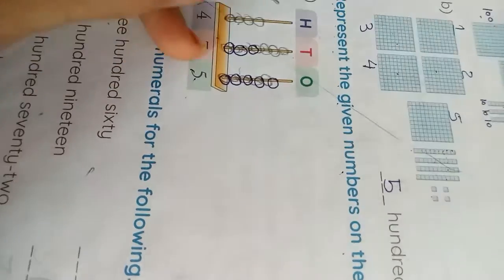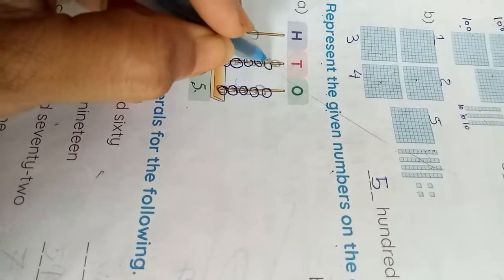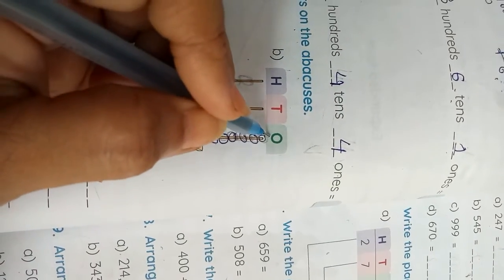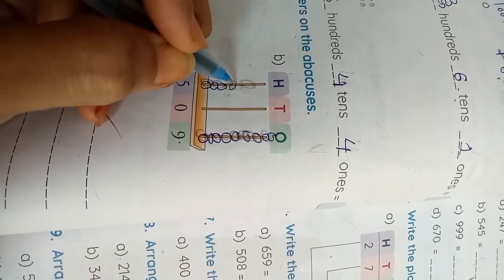7: 1, 2, 3, 4, 5, 6, 7. And here 4: 1, 2, 3, 4. Here you have to draw 9 beads: 1, 2, 3, 4, 5, 6, 7, 8, then the 9. Here 0 means you have to draw nothing. Here 5, so draw 5 beads: 1, 2, 3, 4 and the 5.